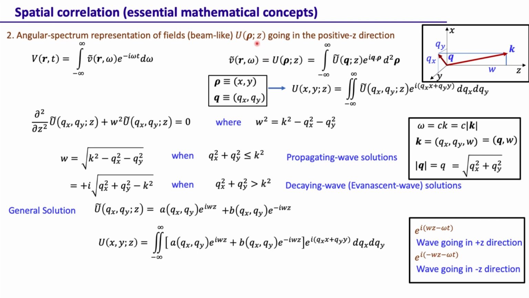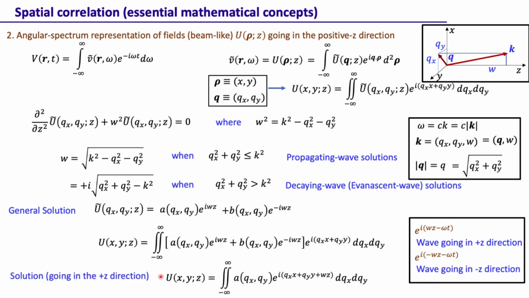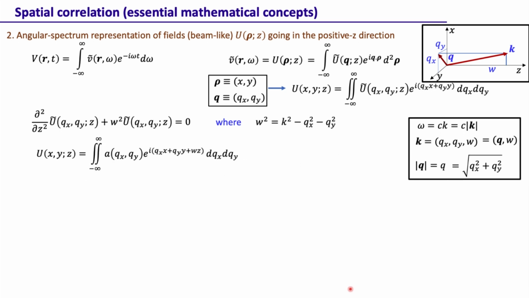Since we are interested in waves going in the positive z direction, we will only look at this type of term, which is e to the i (w z minus omega t). This other term is real and physical, but it is going in the negative z direction, and we are not interested in it. We are only interested in things going in the positive z direction. So we just keep this term, and if we do that, then u of x, y, z we can write like this. It's just A of qx, qy, the spatial frequency component, and then this term integrated over dqx dqy.